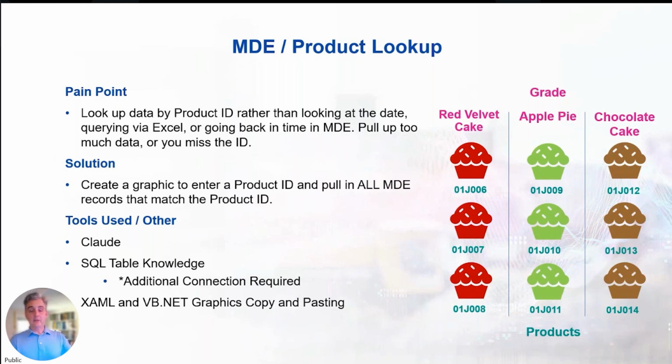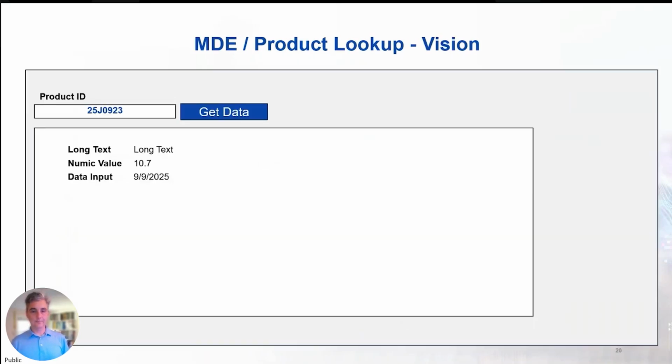And then you can tell the LLM how you want to view this, and it can give you XAML. You can tell it what you want the experience to be like, and you can get the vb.net for the experience, copy the XAML, copy the vb.net, and you just copy and paste.